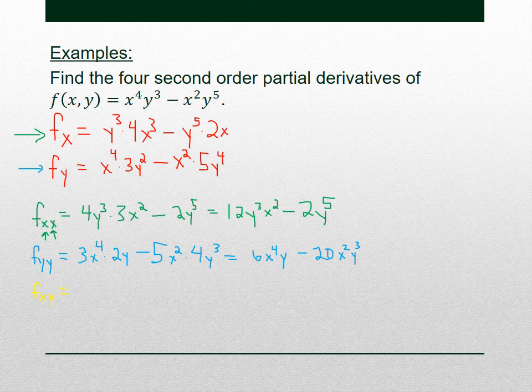And again, if you want to rewrite this, you can. That would be 6x to the 4 y minus 20x squared y cubed. All right.